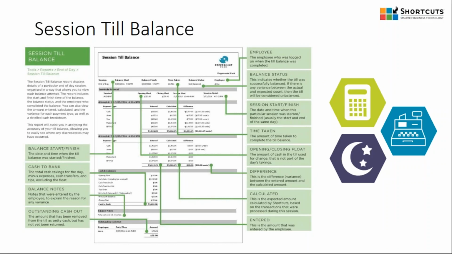The session till balance report displays details of a particular end of day session, organised in a way that allows you to view each balance attempt. The report includes the start and finish time of the balance status, and the employee who completed the balance. You can also view the amount entered, calculated, and the variance for each payment type, as well as a detailed cash breakdown. This report will assist you in analysing the accuracy of your till balance, allowing you to easily see where any discrepancies have occurred.